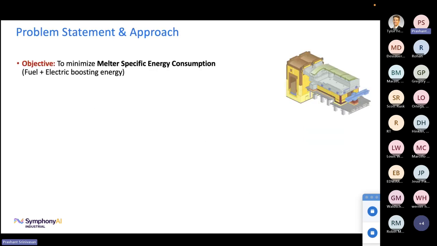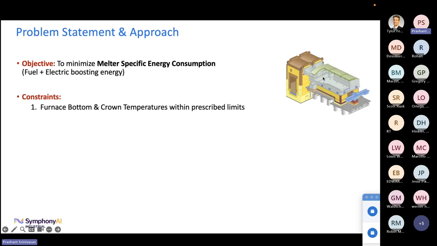And now going to the problem that we're trying to tackle here, the objective is to minimize the specific energy consumption in the melter. As I mentioned earlier, the melting is the most energy intensive part of the process. And it could be a combination of fuel and electric boosting energy. So it could be different types of sources. And the constraints are on the furnace bottom and crown temperatures. So these temperatures need to be maintained within prescribed limits. The crown temperature should not exceed a certain limit for a prolonged duration of time. Otherwise, it would lead to a very significant and fast degradation of the refractory in the crown.